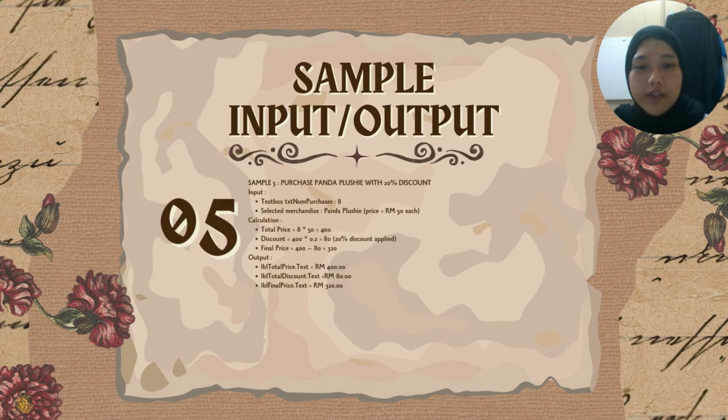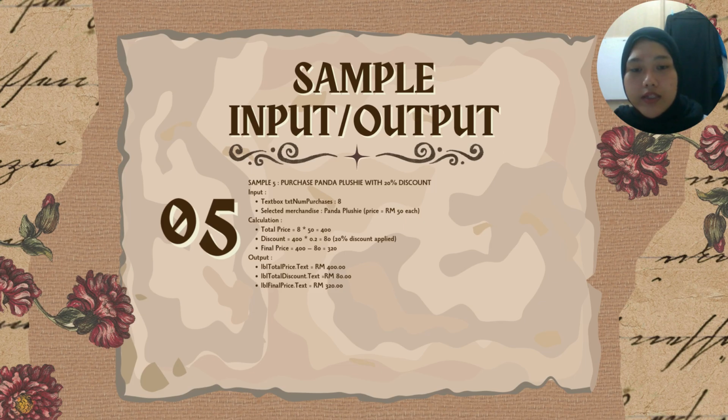For the fifth sample input or output, if the customer purchases an item with more than 200 and gets a 20% discount, the input will be in the text box of the number of purchases is 8, and the customer selects a merchandise of panda plushie, which is the price is equal to 50 ringgit each. The calculation will be total price 8 times 50 equal to 400, and the discount will be applied is 20% because it is more than 200. 400 times 0.2 is equal to 80 ringgit. And the final price will be 400 minus 80 equal to 320 ringgit.